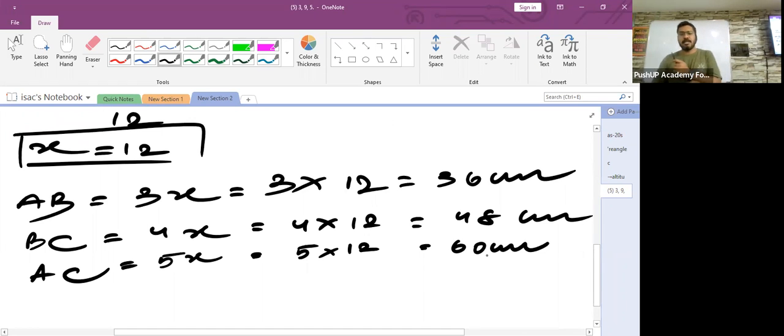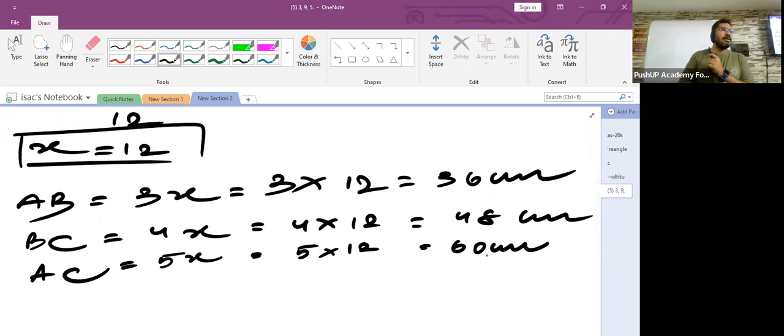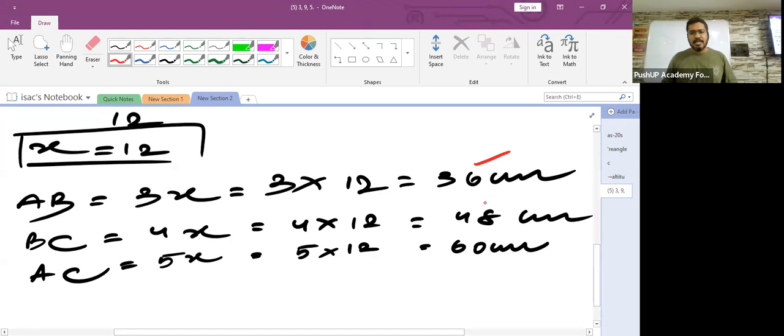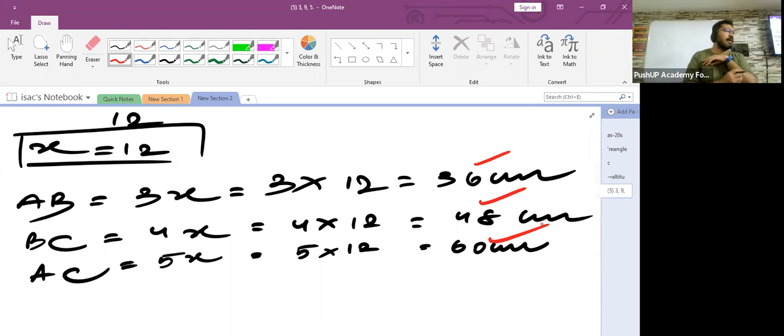Yes. Now, children, once you get all the three sides of the triangle, you can figure out what kind of triangle it is. All the three sides are different in length, 36, 48, and 60, isn't it? So it is a scalene triangle. The moment you realize that it is a scalene triangle, you will think of applying which formula? Heron's formula, isn't it? All right. You can apply Heron's formula to find the area.